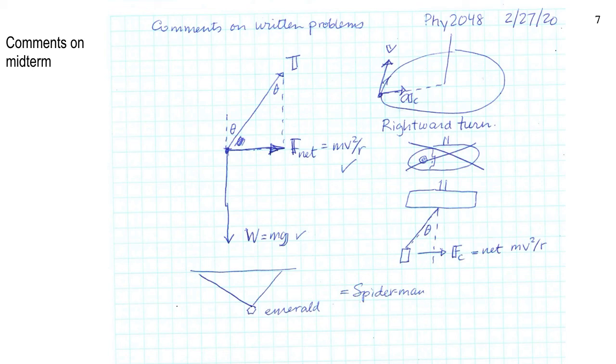mv squared over r. So the thing here is that you can calculate this, you can calculate this, and so you basically have this right triangle. So you can do inverse tangent of these two forces and get theta. And I believe that was the calculation that you were to do.